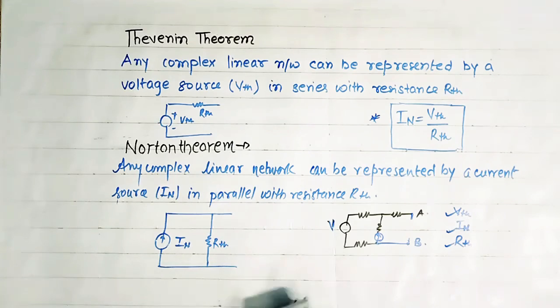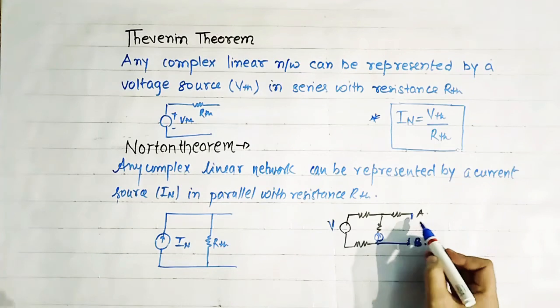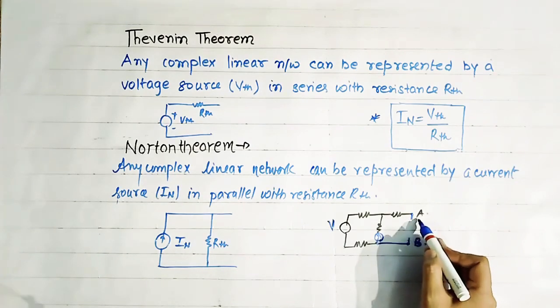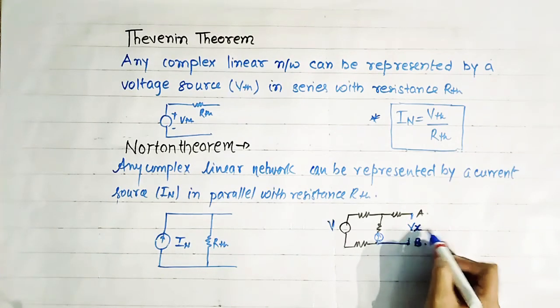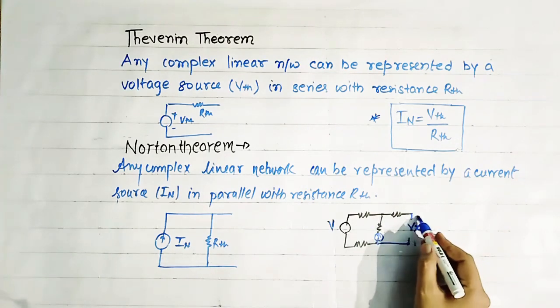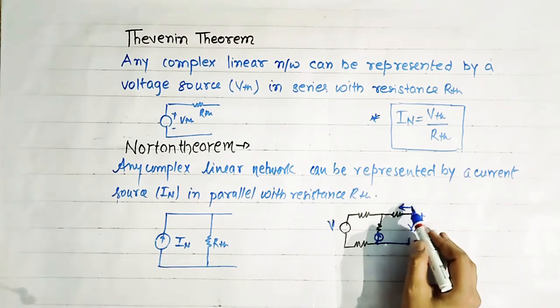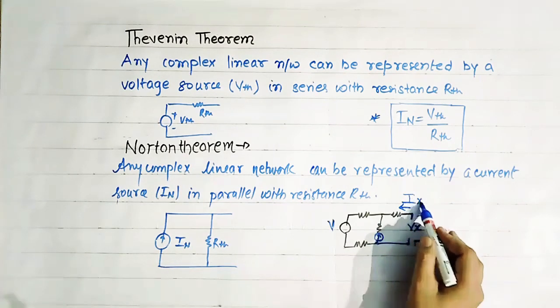This is the simple method. The second is a slightly typical method, but it is very effective and short. In this method, we assume a voltage Vx here, and the polarity we assume like this, plus and minus, and we assume a current Ix leaving through the positive terminal of this voltage Vx.